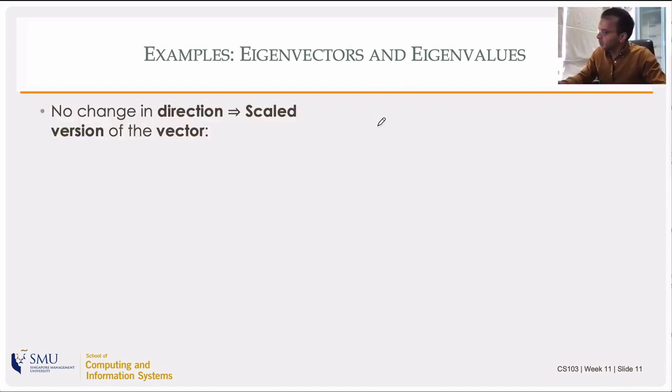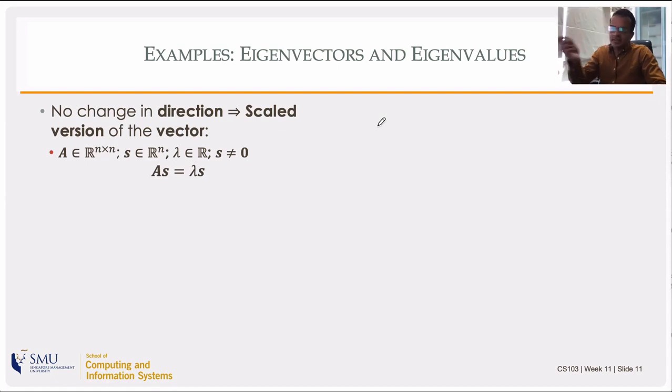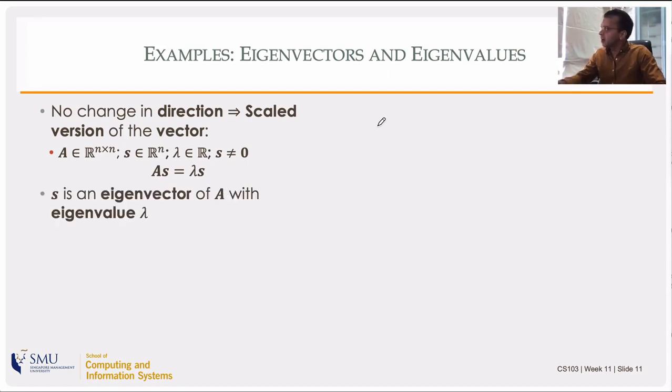So let's think about what no change in direction means. That means what you're getting is a scaled version of the vector. In other words, suppose you take a vector S and a square matrix A, and you apply the matrix to the vector S and you get a scaled version. Let's call the scaling factor lambda. So you get AS, the application of the matrix on the vector S, and what you're getting is lambda times S, where lambda is just a real number, a member of R. So are there vectors like that? Those vectors are called eigenvectors, and the corresponding value lambda is called the eigenvalue. So that's the definition.